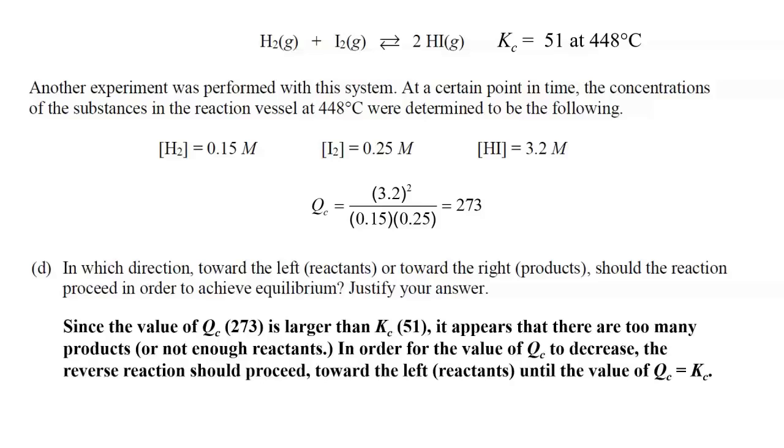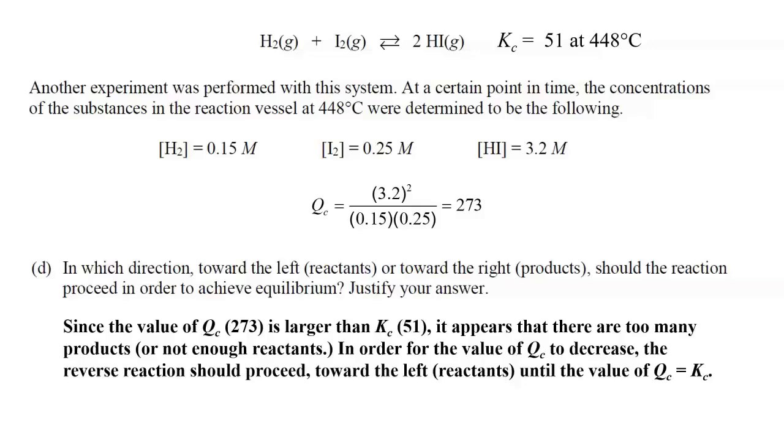Since the value of Q, which is 273, is larger than the value of K, 51, it appears that there are too many products, or not enough reactants. In order for the value of Q to decrease, the reverse reaction, as in from right to left, should proceed. So toward the left until eventually the value of Q equals K.